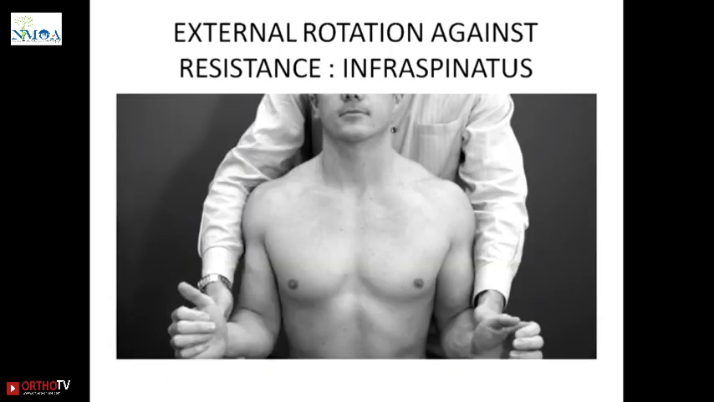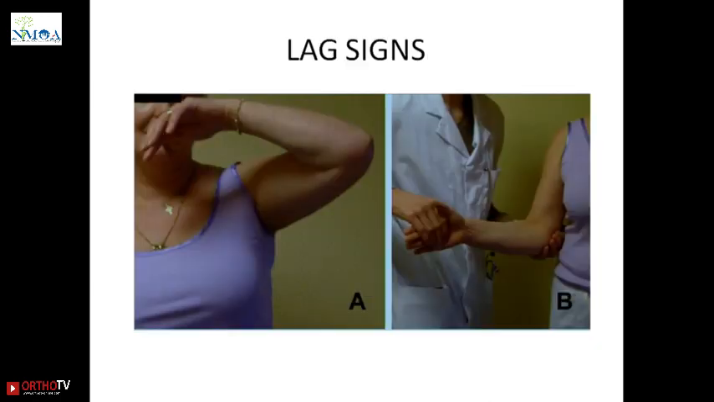Now to test the infraspinatus, one has to test external rotation against resistance. Again the limb is adducted and the elbow is flexed to 90 degrees, and we check for resistance against external rotation force. Weakness will usually tell you about the infraspinatus strength.